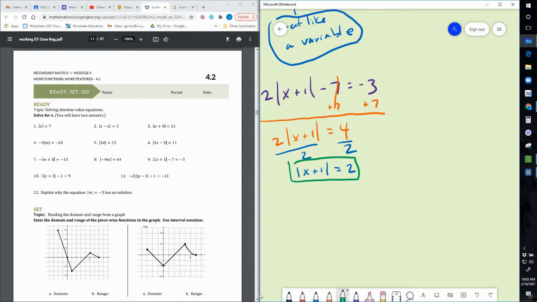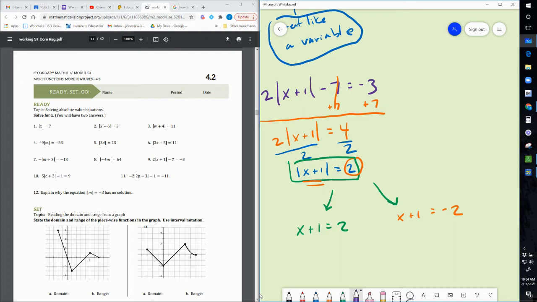Now we have to break this into 2 equations. One of them, and drop the absolute value at this point. So one of them is x plus 1 equals 2. And then the other one is x plus 1 equals -2. So really, you just turn whatever's on the other side positive, and then you turn it negative, and everything inside the absolute value stayed the same, right?